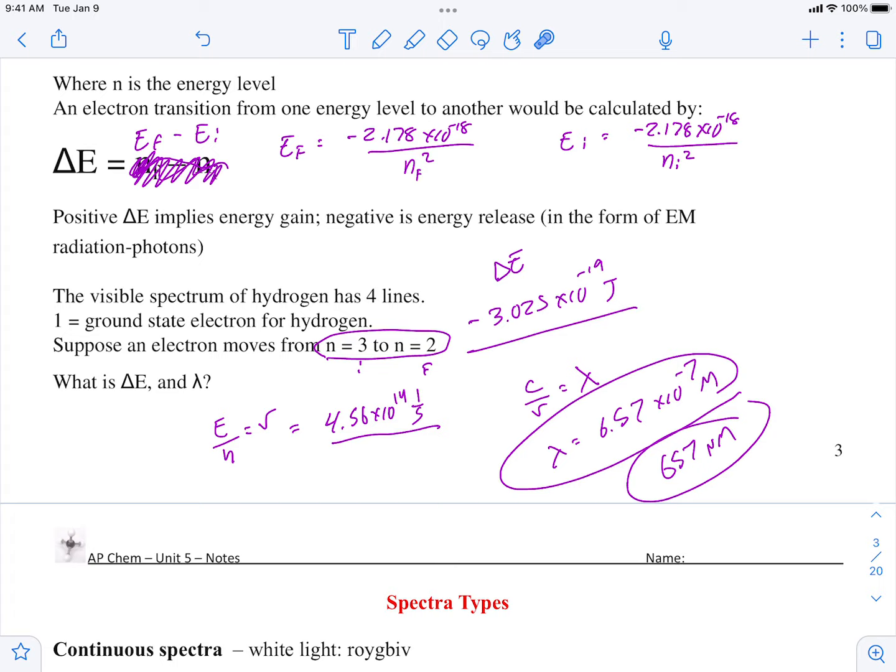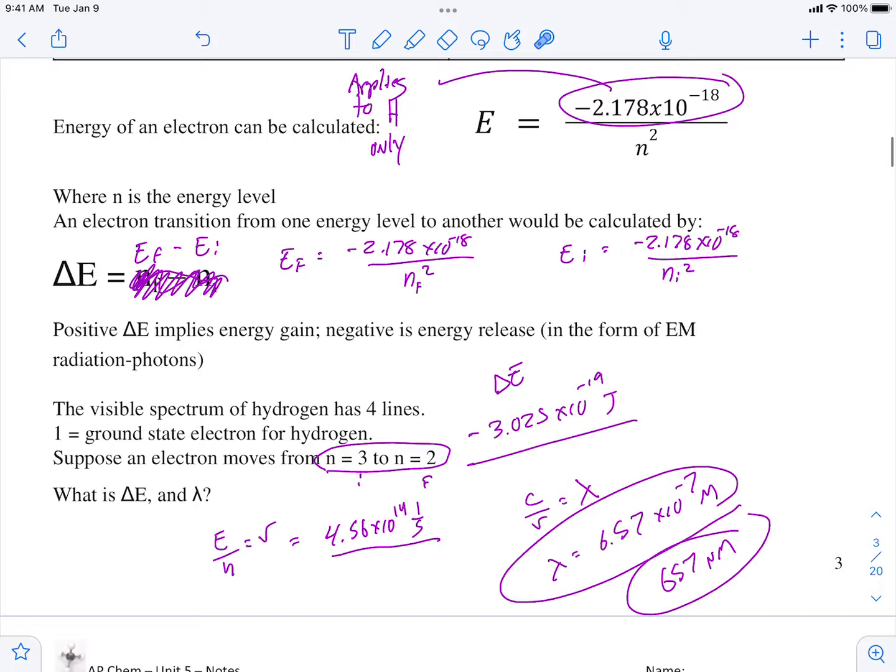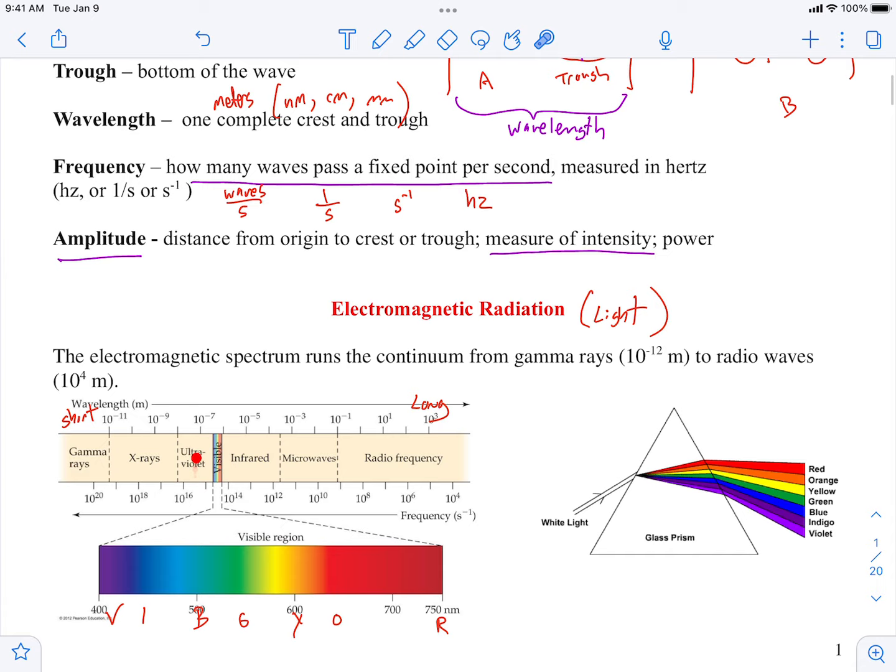Now, it very possibly could be that you calculate this again and you get a wavelength which falls outside of the realm of the visible, no big deal. If it does, you have a rough idea, it's probably going to be ultraviolet or infrared, depending on whether the wavelength is longer. If it's longer than red, then it's infrared. If it's shorter than violet, then it's ultraviolet.